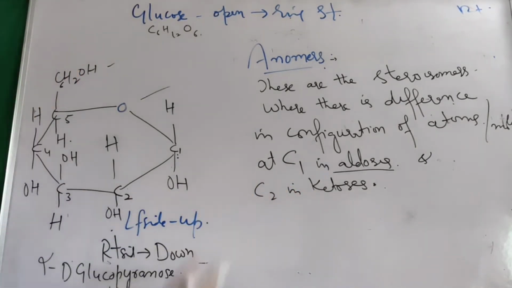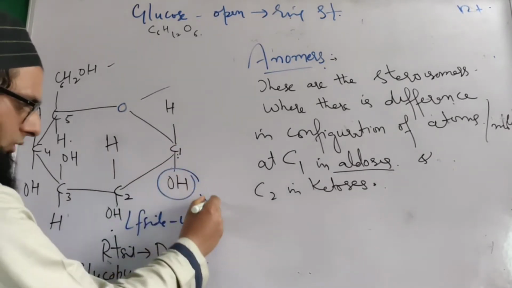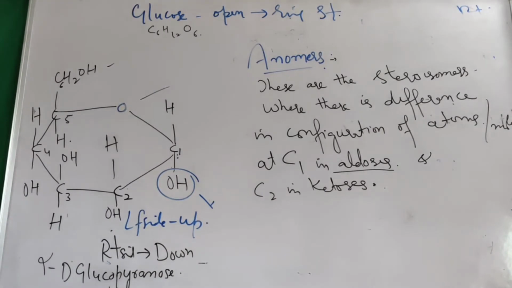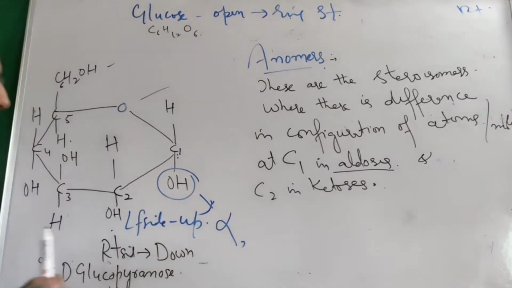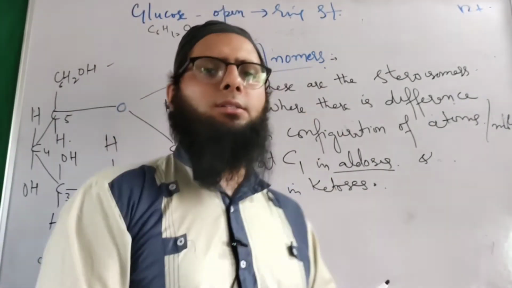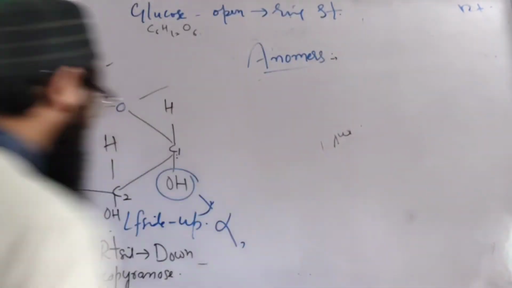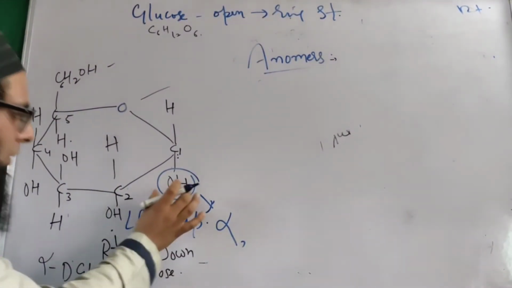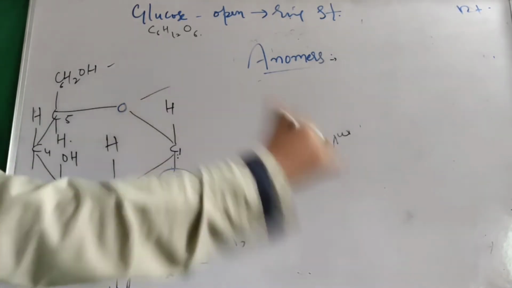So if the OH at carbon number 1 is on the downwards, on the lower side, then it is alpha. We call it alpha. If the OH at carbon number 1 is on the top, we call it beta. Clear? Okay, let me draw the structure. It's alpha over here. Why is it alpha? Because the OH is on the lower side. If the OH is on the top, we call it beta.